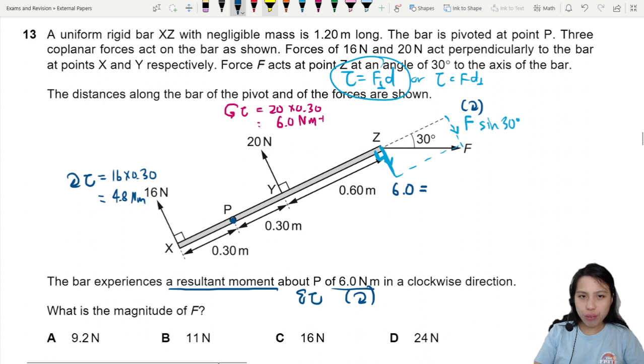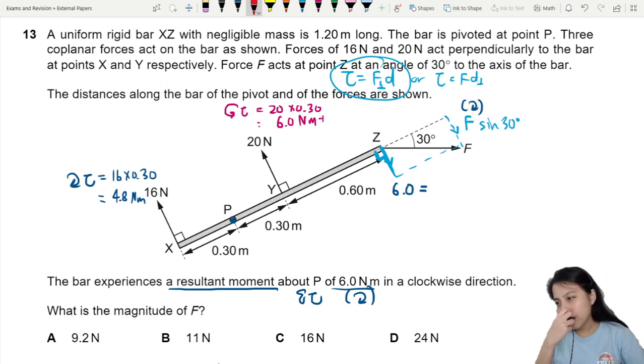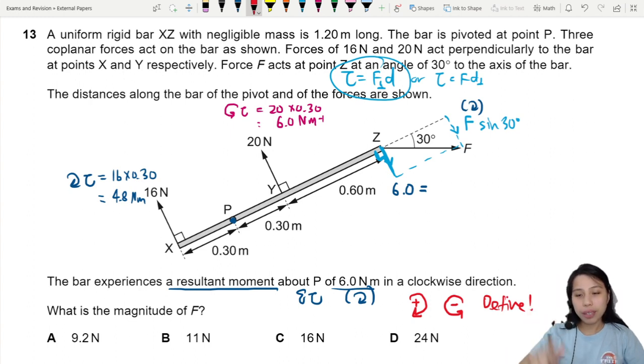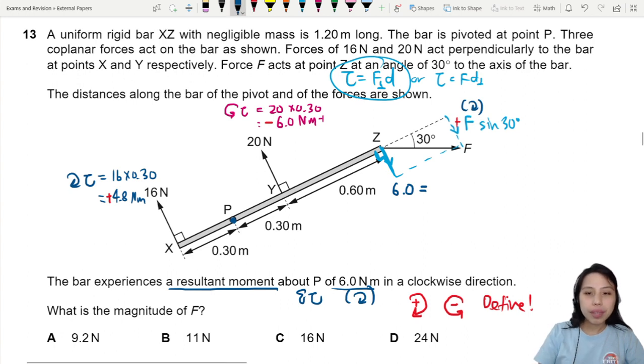There's one thing you need to be careful of. For moment, the direction and sign also matter. So for this case, since the resultant moment is 6 in the clockwise direction, I'm going to define anything that is clockwise as positive, anything that is anti-clockwise as negative. Like how in any kind of vectors, you must define up is positive, down is negative. We do the same here. So you have positive 4.8, negative 6.0, and this one is positive, whatever that value is.